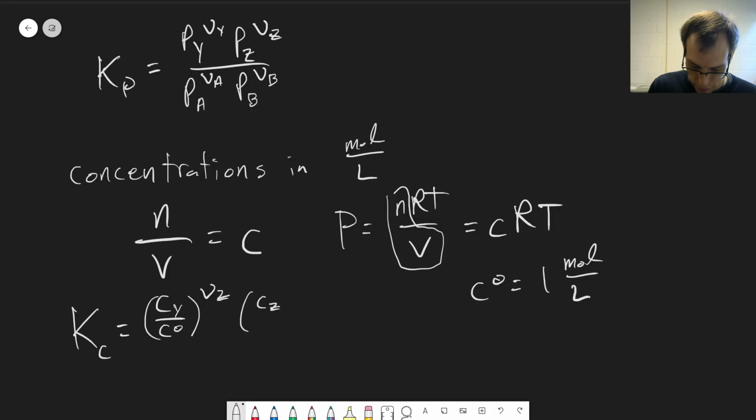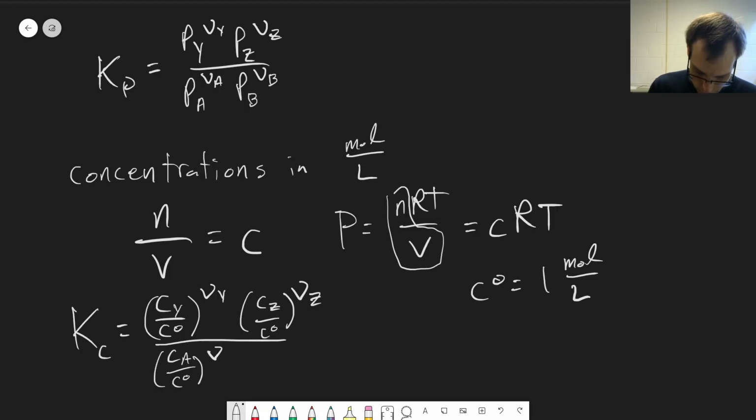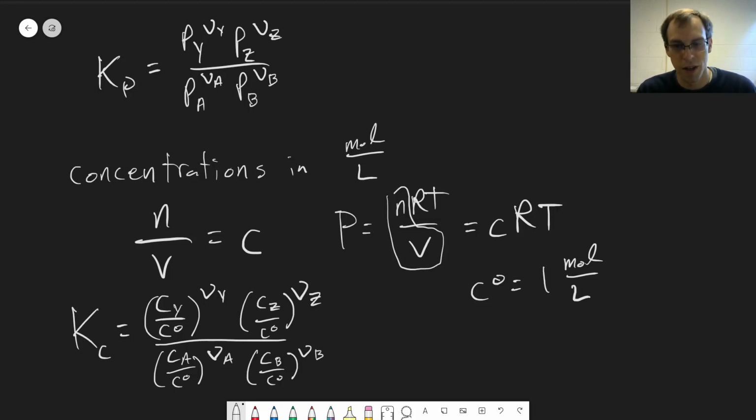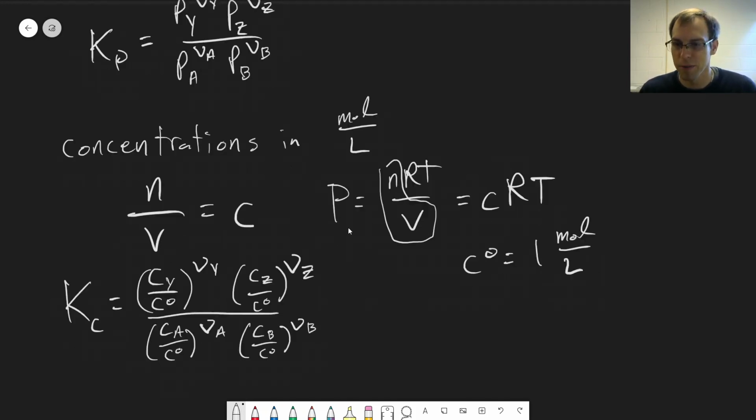All right, and so then we have our other values here. I keep writing the wrong letter there, that should be a Y. And then we have our reactants on the bottom here. Okay, and so we've now rewritten our equilibrium constant in terms of concentrations instead of pressures. And our standard state has changed from a pressure of 1 bar to a concentration of 1 mole per liter. Sometimes this can be useful. Often we'll do this in terms of partial pressures, but you can write it in terms of concentrations.